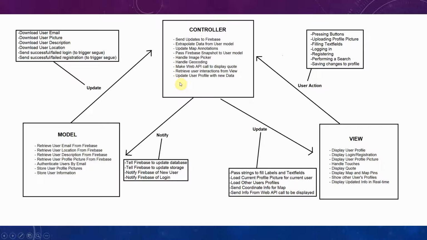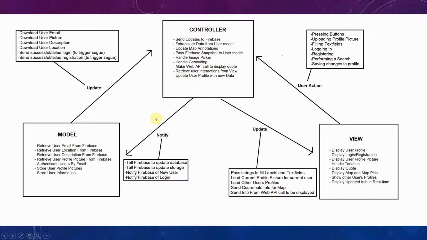Let's talk about the controller next. So we have the controller. It sends updates to Firebase, basically telling it to upload the new information filled in by the user on the view, and it extrapolates data from the user model. So it takes that data and manipulates it in a way so that it can be displayed on the view. It updates map annotations. It passes the Firebase snapshot to the user model so that that can parse the information. It handles the image picker, it handles geocoding, it makes web API calls to display the quote, it retrieves user interactions from the view, and it updates the user profile with the new data from Firebase.